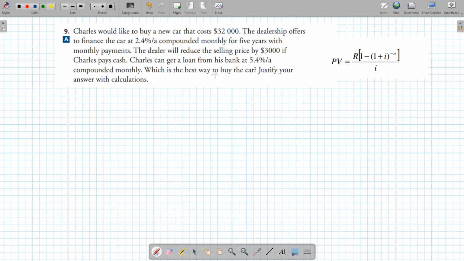So he can either borrow all the money today from the bank and pay for the car, or he could finance it using annuities. So this is a combination of a present value problem as well as a compound interest problem. Any ideas whatsoever how to do this?